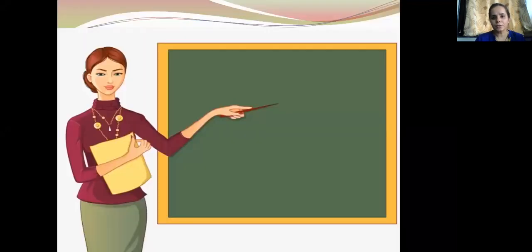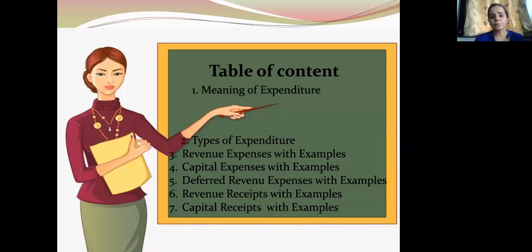In today's lecture, we are going to discuss the meaning of expenditure and types of expenditure. Then we will discuss revenue expenditure with its example, capital expenditure with its example, deferred revenue expenses with its example, student. After that, we will turn our talks towards receipts. There are revenue receipts and capital receipts.